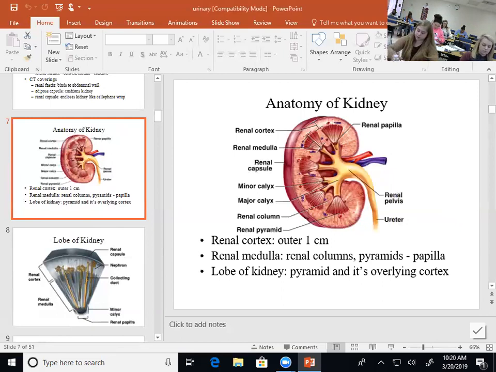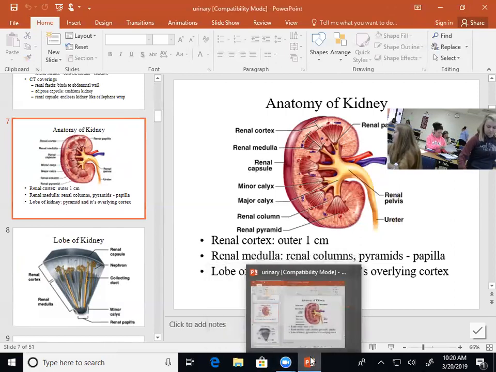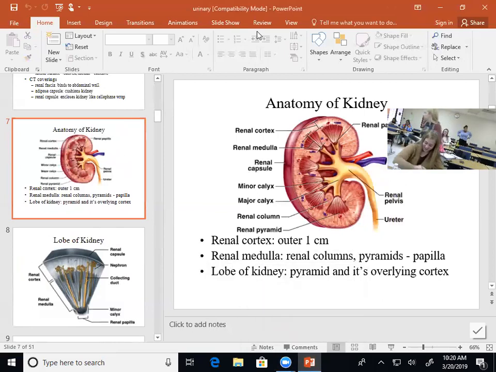Lithotripsy. Lithotripsy is what it's called. Good job, Brittany. Is that right? Yeah, it is. I just need to write it for you.